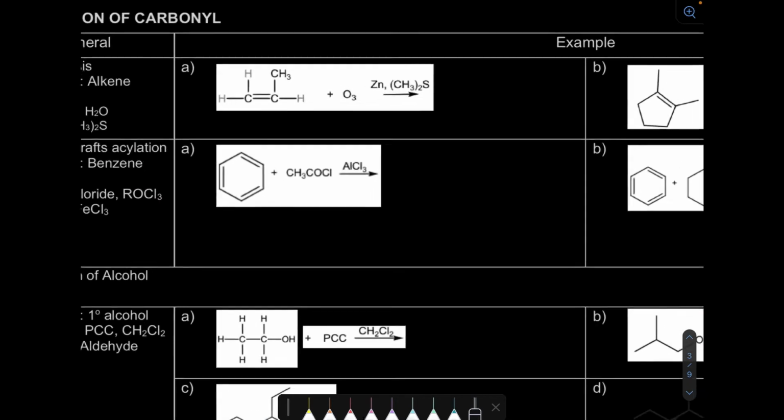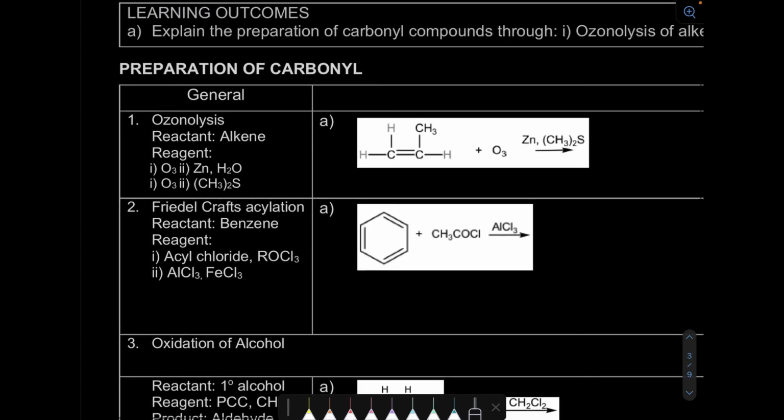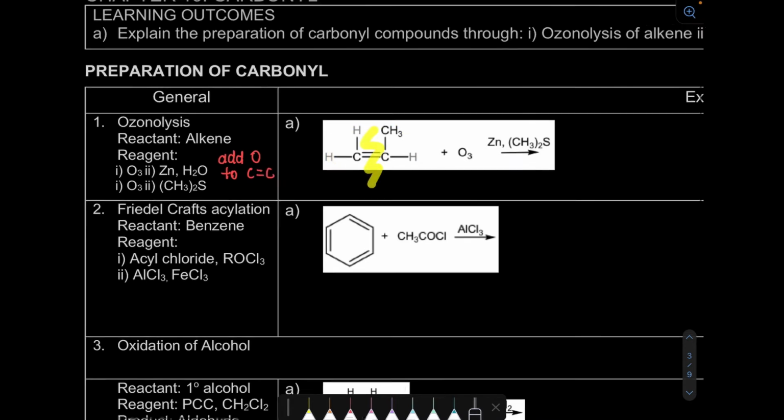Okay, so number 1 is ozonolysis. Ozonolysis is for the reaction of alkene. So these are the two reactants, but usually we use zinc and H2O. What happens in this reaction is we will add oxygen to our carbon-carbon double bond. Before that, we are going to cleave the carbon-carbon double bond.